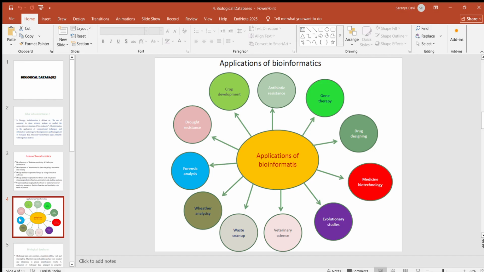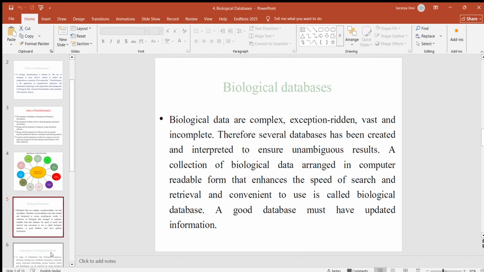Let's see the applications of bioinformatics. Bioinformatics is a vast field. It is used in a variety of fields like crop improvement, antibiotic resistance, gene therapy, veterinary science, wastewater cleanup and forensic analysis. It is used in multidisciplinary areas. These are the applications of bioinformatics. So let's see biological databases.